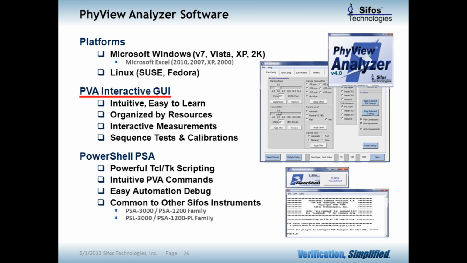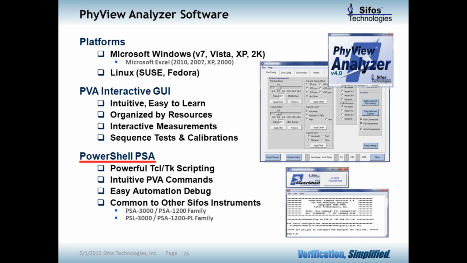PVA Interactive is an intuitive, easy-to-learn environment. Tab menus are organized by basic resource types, and interactive measurements on one or more pairs are easily performed. The menu also supports an automated port calibration sequencer and the PhyPerformance Test Suite described earlier.